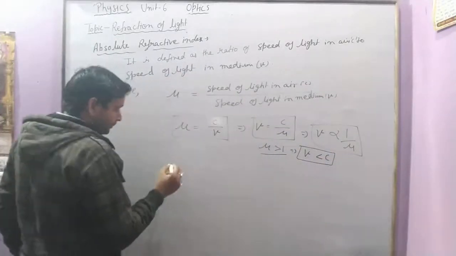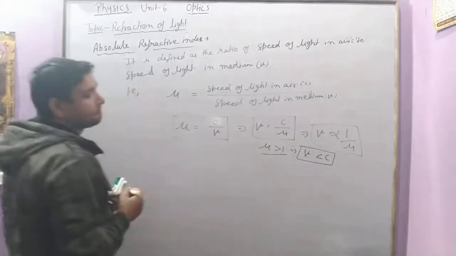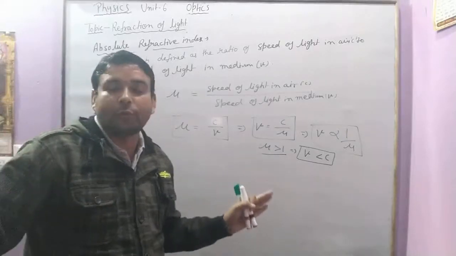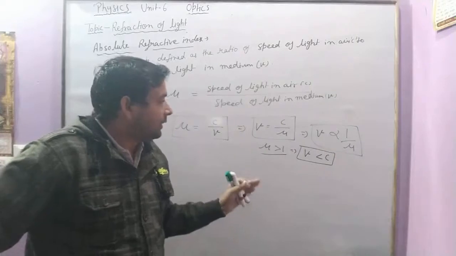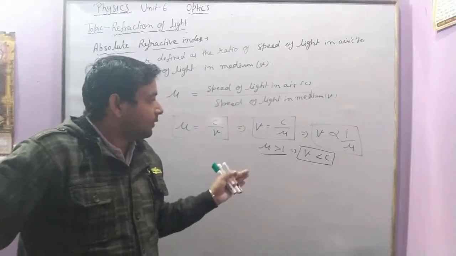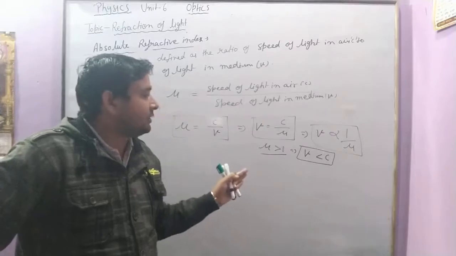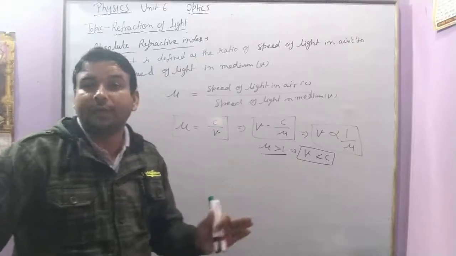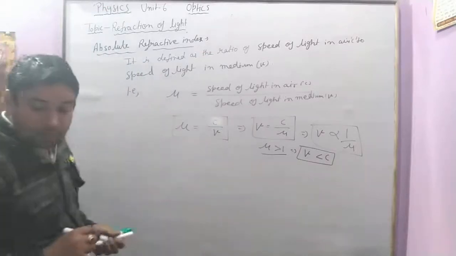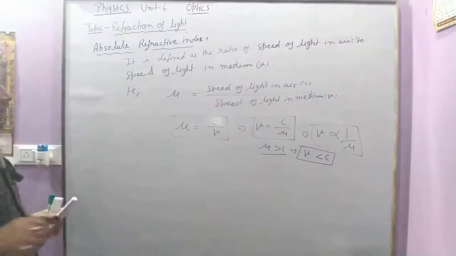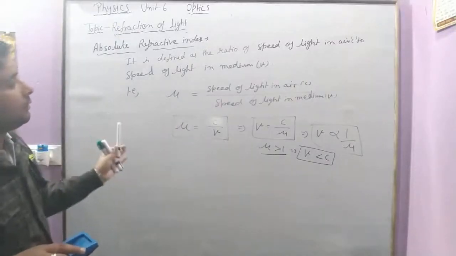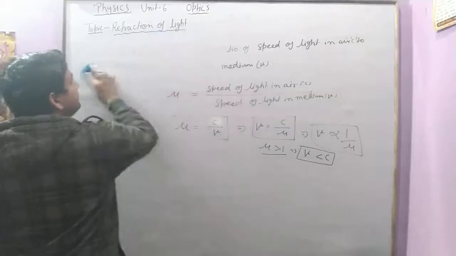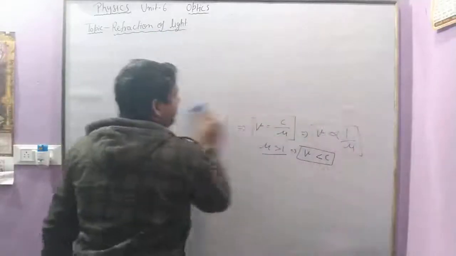For some media, the refractive index of water is 1.33, glass is 1.5, tourmaline is 1.37, turpentine oil is 1.37, and so on. Next we have the refractive index through two mediums, but first we learn a bit more.